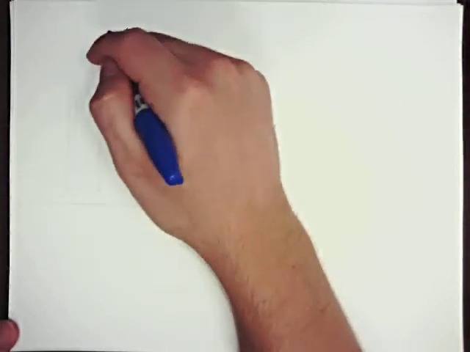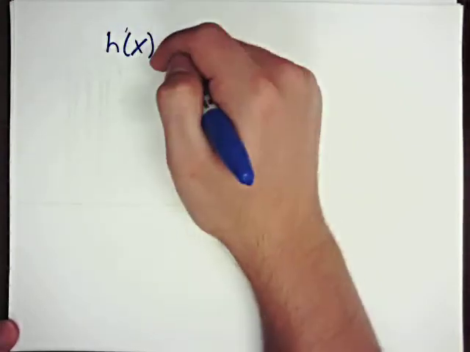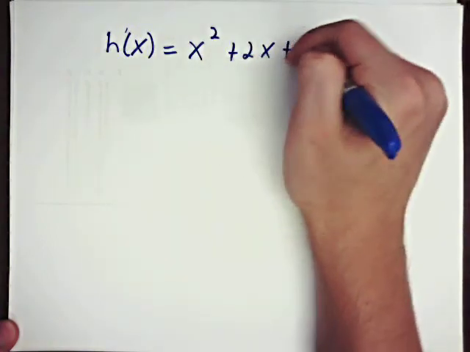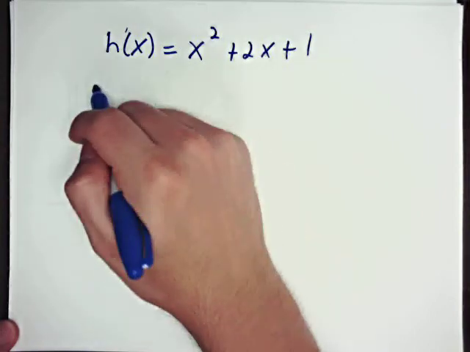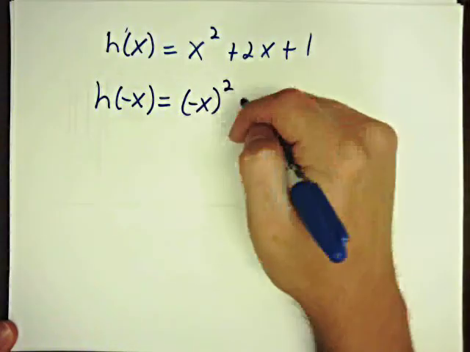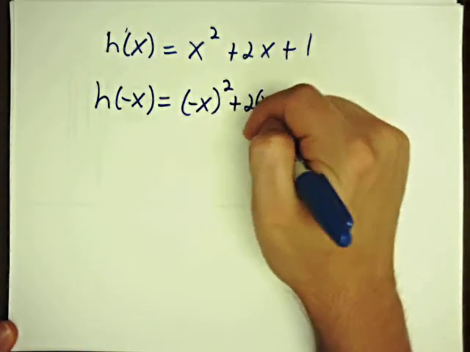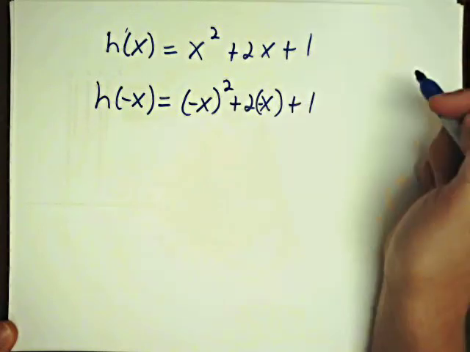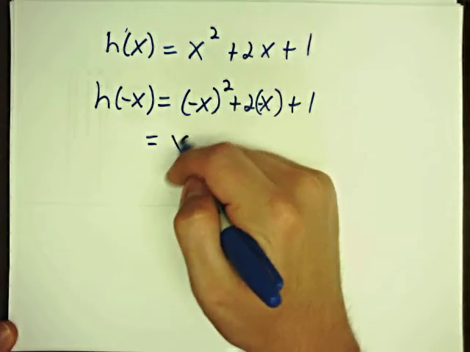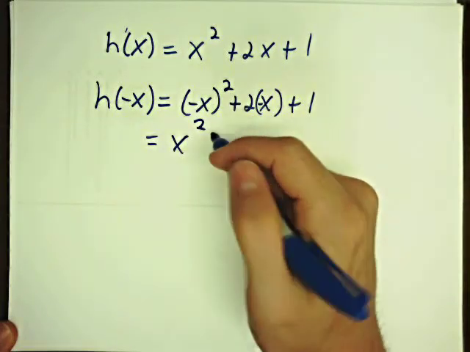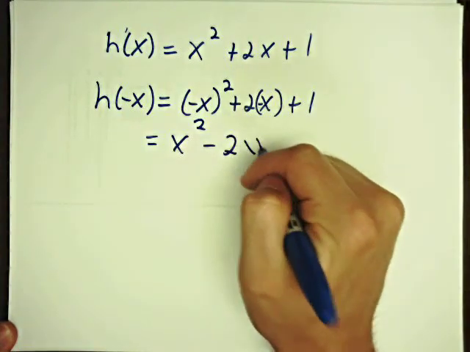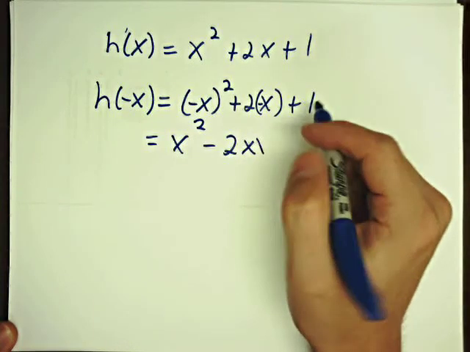And our third function, h of x equals x squared plus 2x plus 1. So again, we want to evaluate h of negative x. That'll be negative x squared plus 2 times negative x plus 1. A negative squared is positive, and x squared is x squared. Positive 2 times negative x is negative 2x, and then plus 1.